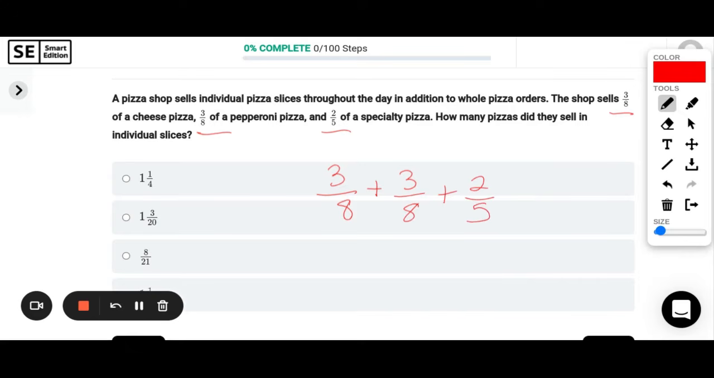So in order to add these together, I first need to have a common denominator. In order to add fractions, we need a common denominator. The quickest way to find the common denominator is to take your denominators. 8 and 8 are the same, so we don't have to worry about that, but we're going to multiply it by 5. So 8 times 5, which is 40, is the denominator we will use. I'm going to change all of these to fractions that have 40 as the denominator.